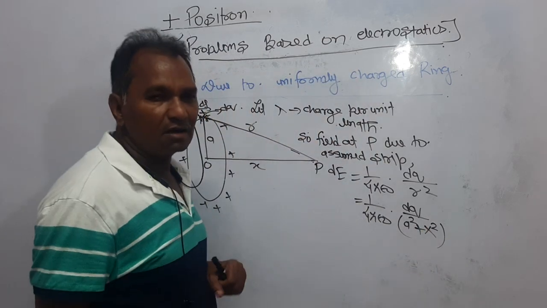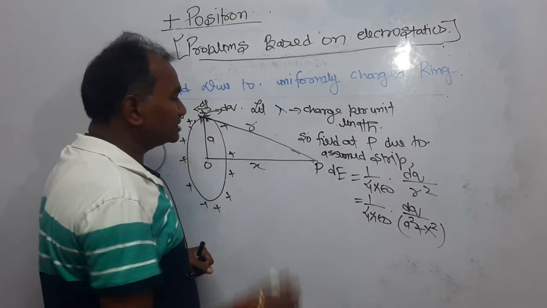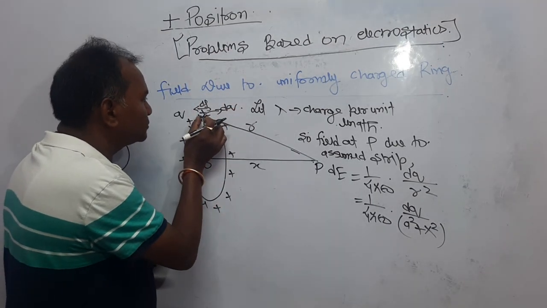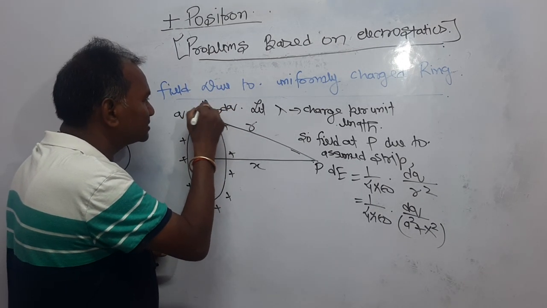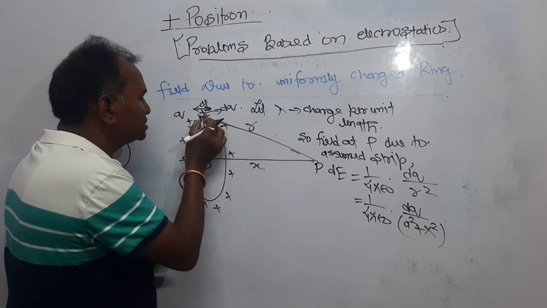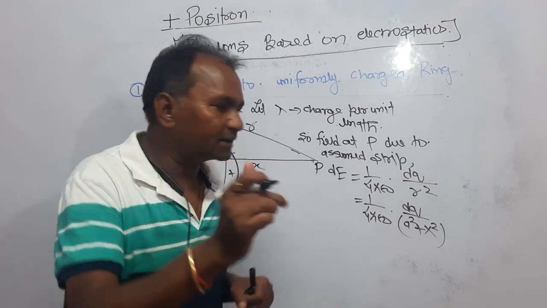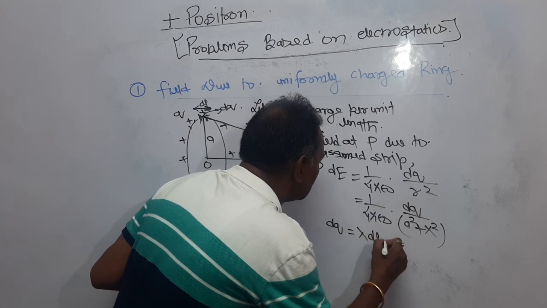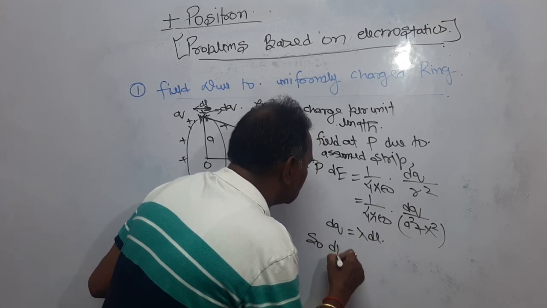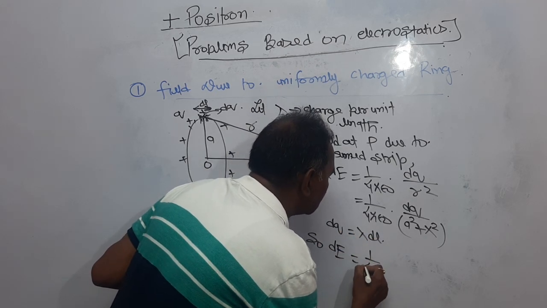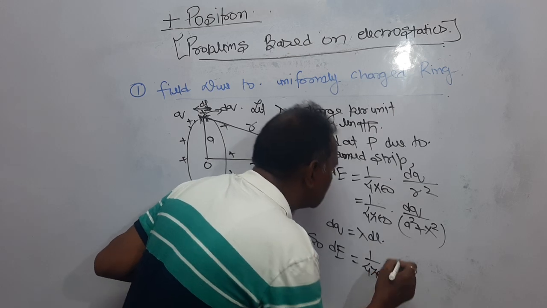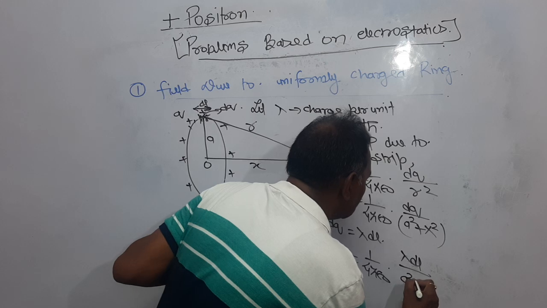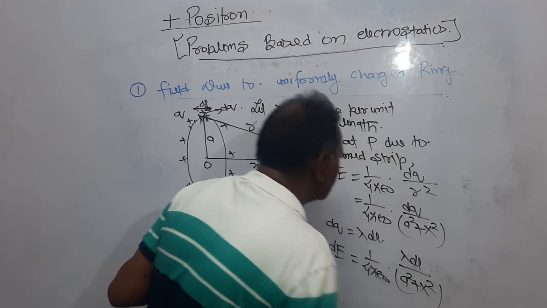Now, dear students, lambda is the charge per unit length. We have assumed that this strip has the length dl. Then what charge will be accommodated in length dl? That is dq is equal to lambda into dl. So, dear students, dE is equal to 1 upon 4 pi epsilon naught, dq you can replace by lambda dl, upon a square plus x square.